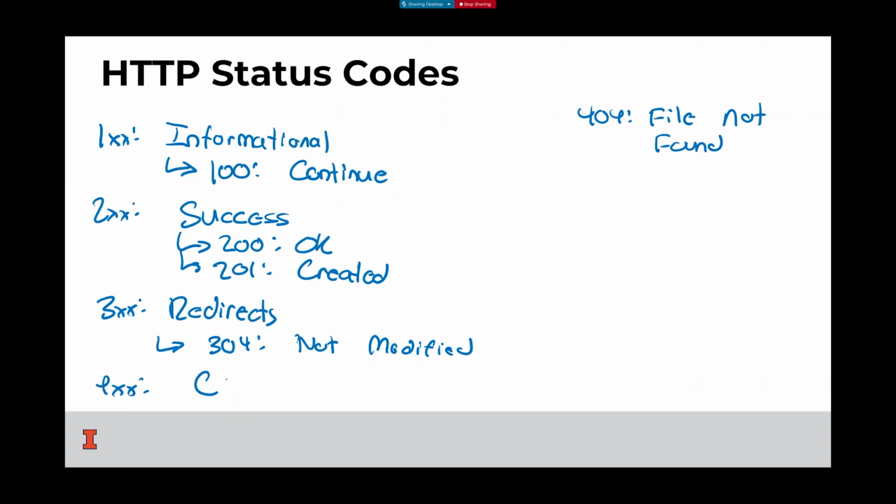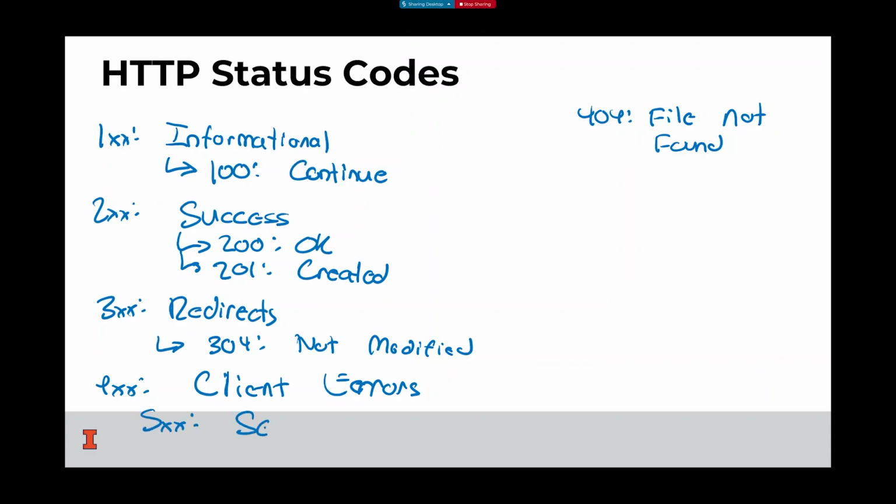400s are client errors. These are errors made by the person making the request. So if they made a request for a file that wasn't on the server, that's their fault. The server did everything perfectly. It was able to complete the lookup for that file. The client goofed up. It made a request that wasn't found.